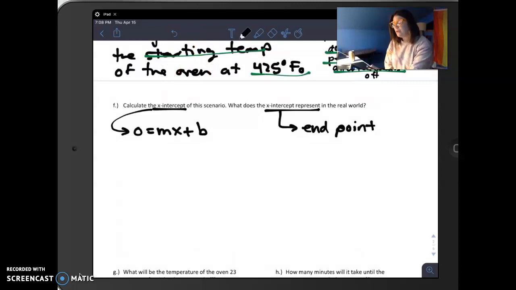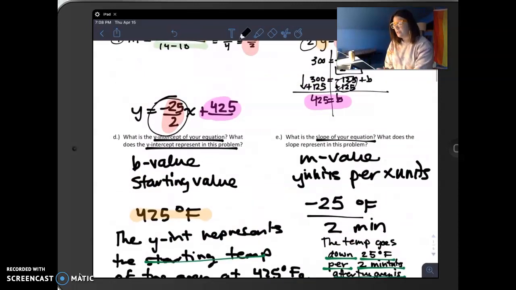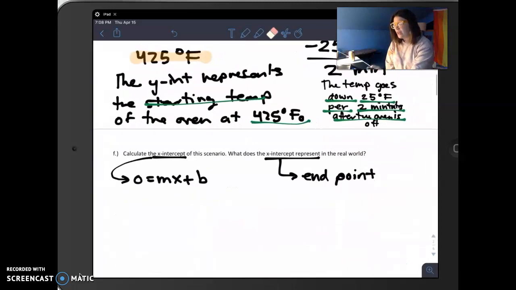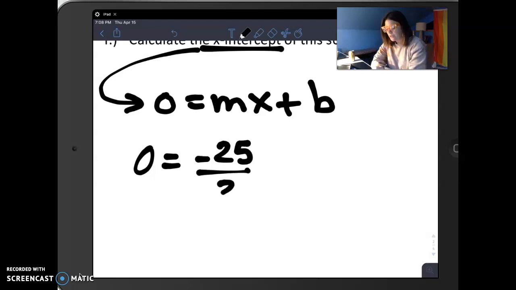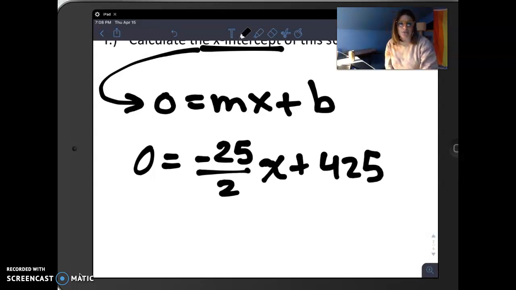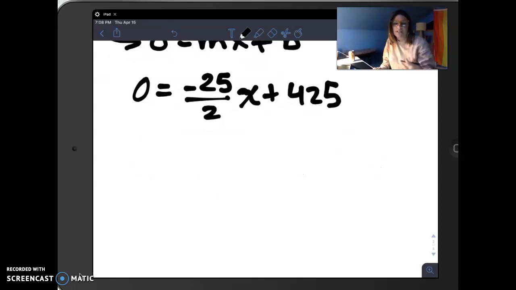All right, so going back and looking at our equation, it's negative 25 over 2x plus 425. So we have 0 equals negative 25 over 2x plus 425, and we need to solve for x because we're trying to find the x-intercept. So what is that x where y is 0? When the question ends, what is the amount of minutes? How long until our situation ends?